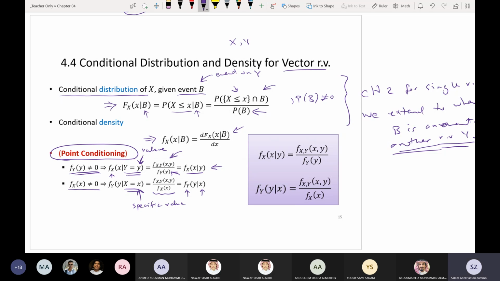And this basically gives us the two famous equations. f_X(x | y) equals the joint divided by the marginal of y, while f_Y(y | x) equals the joint divided by the marginal of x.